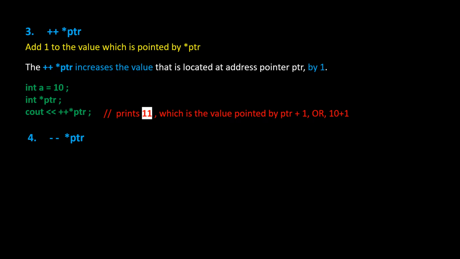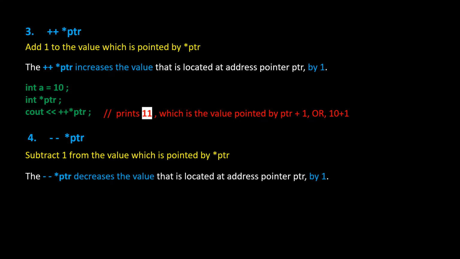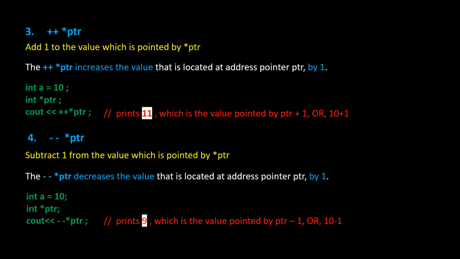Number 4. --*ptr. It means, subtract 1 from the value which is pointed by *ptr. The --*ptr decreases the value that is located at address pointer ptr by 1. In the given example code, see the cout statement on line 3 prints 9, which is the value pointed by ptr, minus 1. Or, 10 minus 1, which is 9.